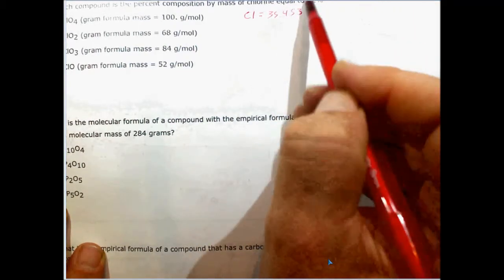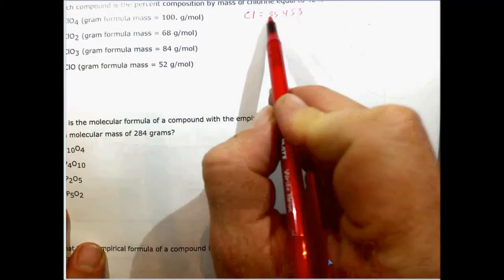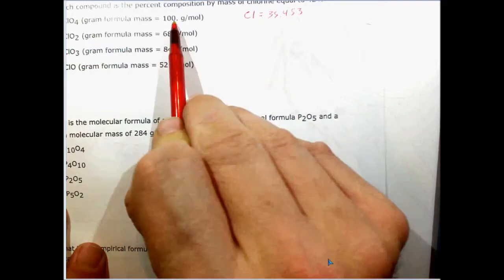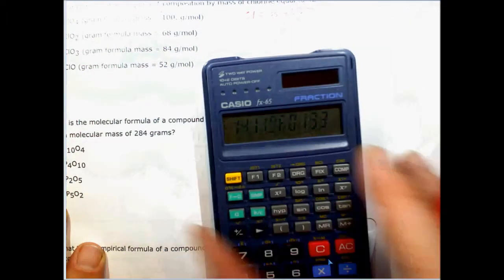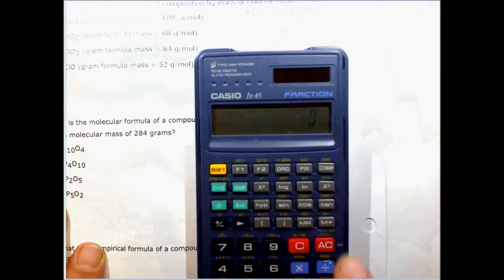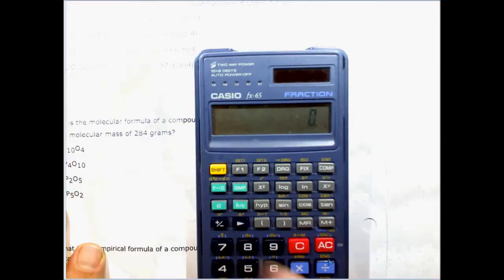So where is the mass equal to 42%? Well, 35.453 divided by 100 is not going to be 42%. I'll show you. 35.453 divided by 100 is 0.35453. Let's try this: 35.453 divided by 68 is 52%.